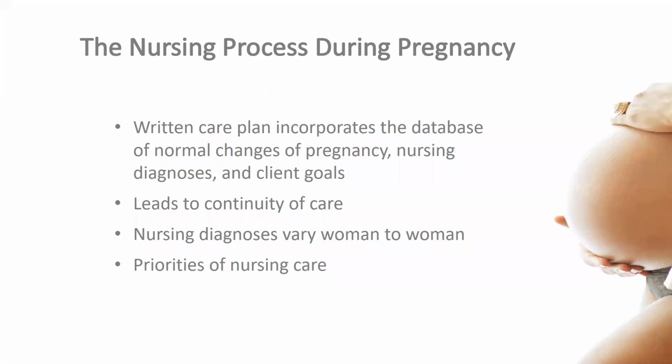From women to women, and priorities of nursing care are included. Priorities of nursing care are sometimes based on the most immediate needs or concerns identified by the women. Priorities may develop from findings during a prenatal examination.